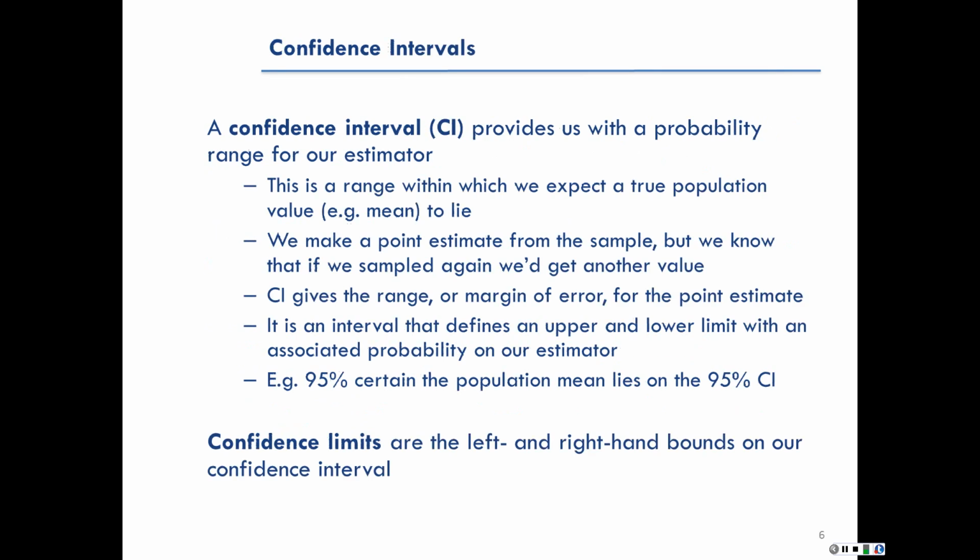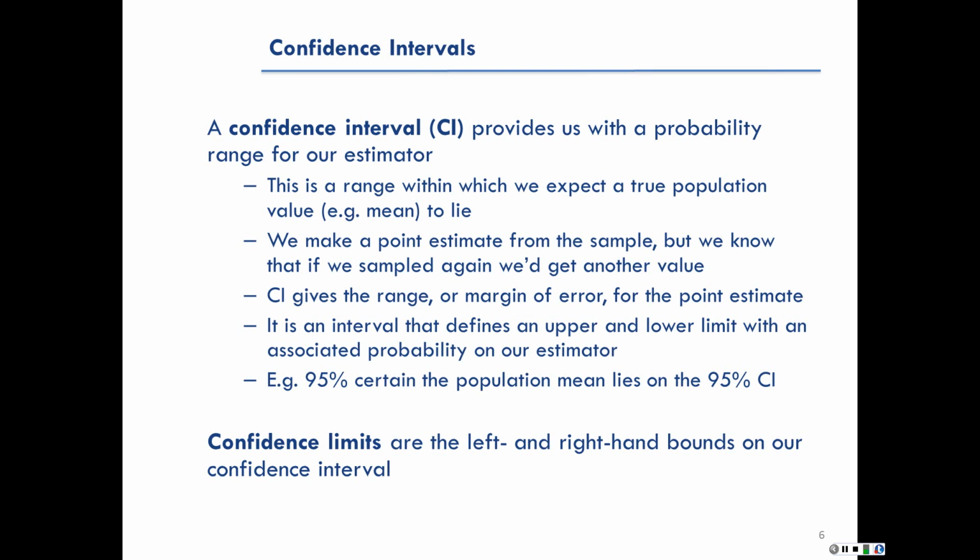Confidence intervals. What a confidence interval does is provide us with a probability range for our estimator. And so this is the range within which we would expect a true population value, such as the mean, to lie. And so we make a point estimate from the sample, but we know if we sampled again, we'd get another value. The value of the estimator is somewhat dependent on the sample, and you're going to randomly sample different people out of the population, so you may end up with different point estimates.